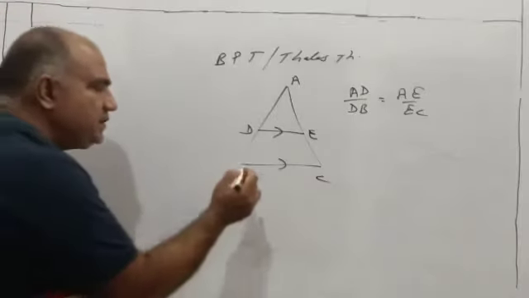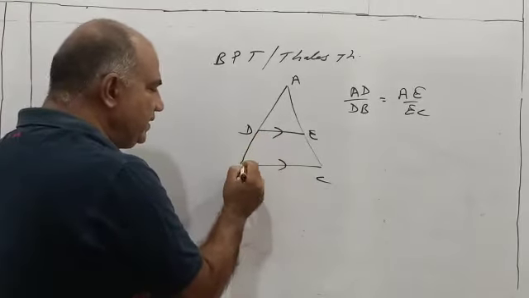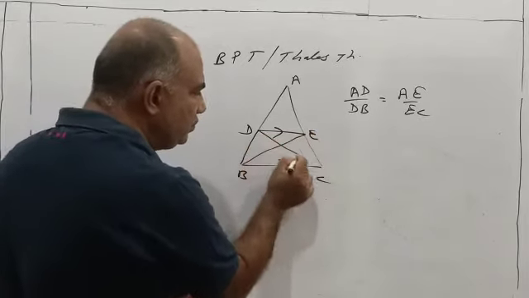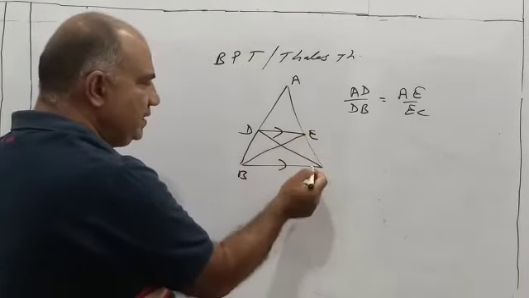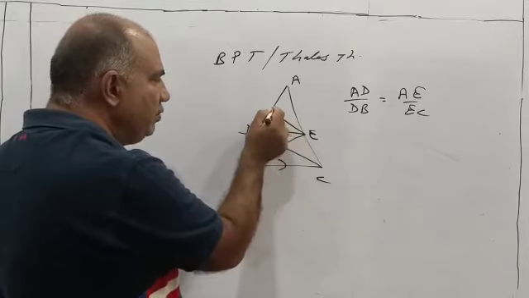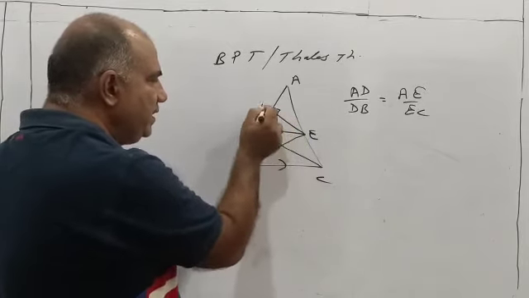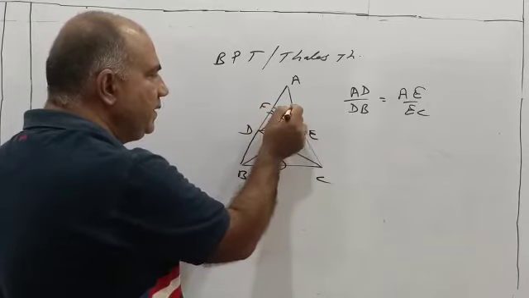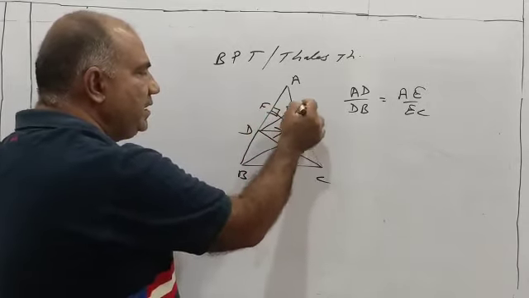So for proving this, a very simple construction: you can join these 2 points, BE and CD. Also, let us draw a perpendicular here onto AD from E, let us say it is EF, and another perpendicular on AE, and let us say that is DG.